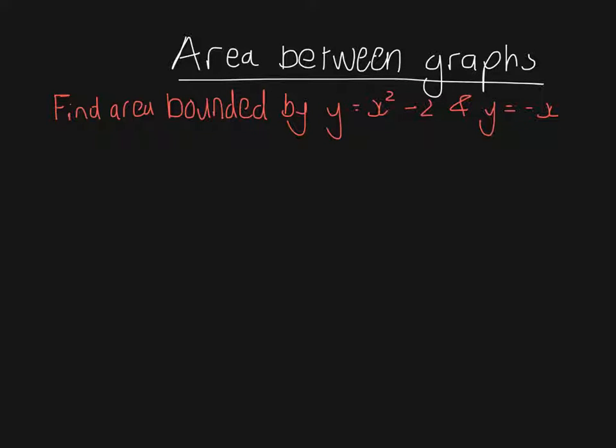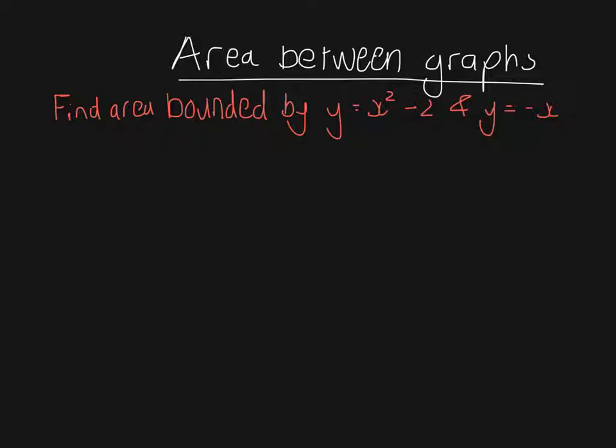Okay, in this video we will look at the area between graphs, and the easiest way to do it generically is to look at a specific example. So we have to find the area that's bound by y equals 2x squared minus 2 and y equals negative x. So let's just have an idea what these graphs will look like.